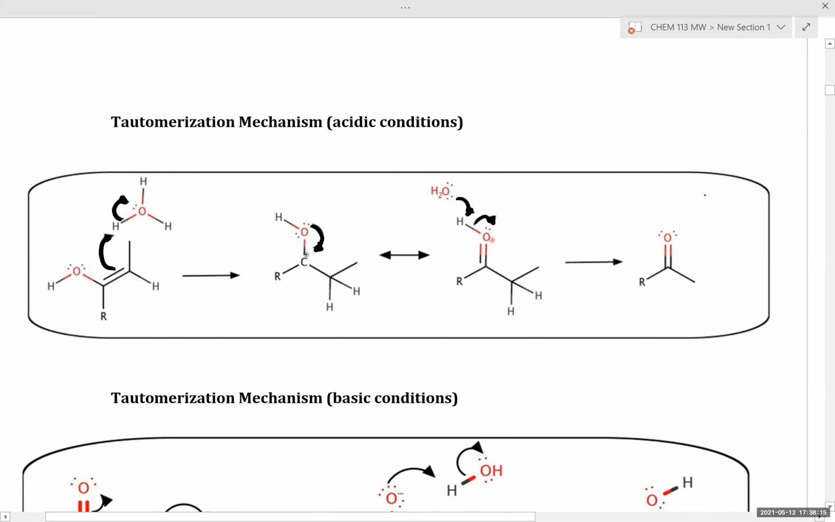Any questions on this mechanism? Does the carbocation prefer to be on that carbon just because it's tertiary? It's a combination. Well, first, it's adjacent to a stabilizing electron donating oxygen atom.